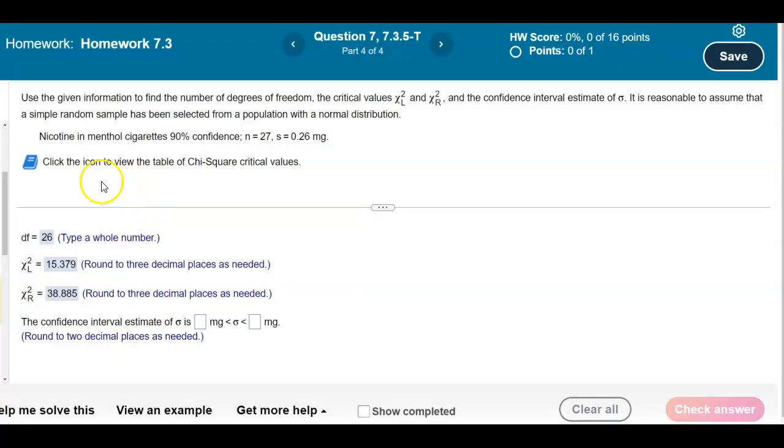Okay, now just in case we wanted to determine this by using the table, we can do the following.